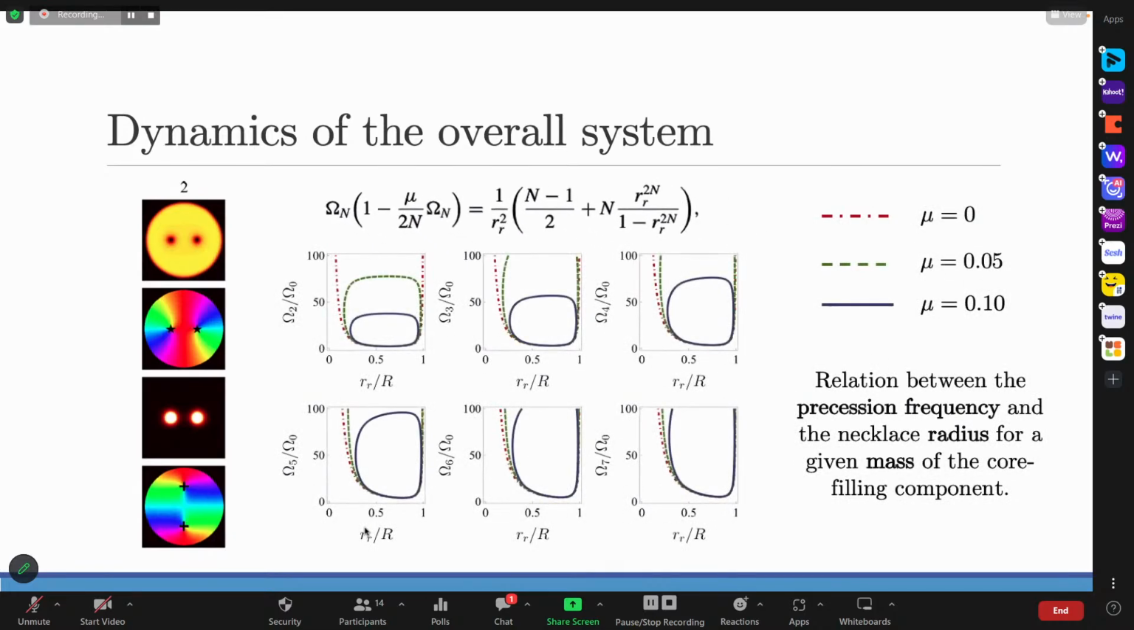And you can plot this implicit equation by varying omega. You can plot this relation as a function of the radius, and so you can get a relation between the precession frequency omega as a function of R, the radius of the necklace. And you can do this for 2 vortices, 3 vortices, 4 vortices, etc., and for different values of the core mass. So this gives us the precession frequency of the system as a function of the radius for any mass.